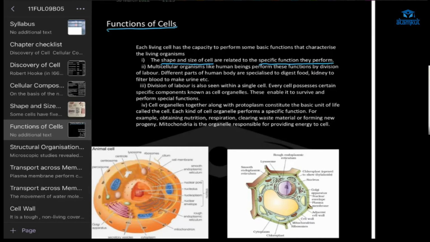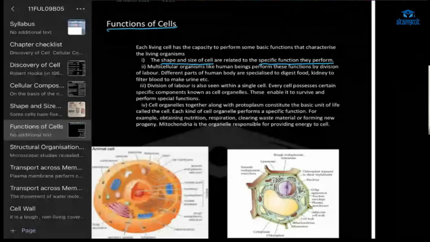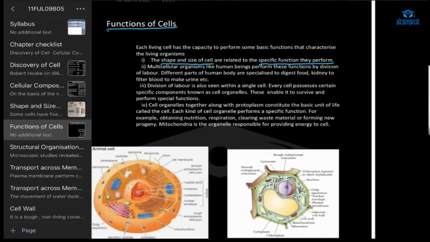Thank you. Okay, like you can see in amoeba, it changes its shape, right? Why? Because of consuming the food. Because they have a specific function which they have to perform. So depending on that, the shape of the cell changes, right?